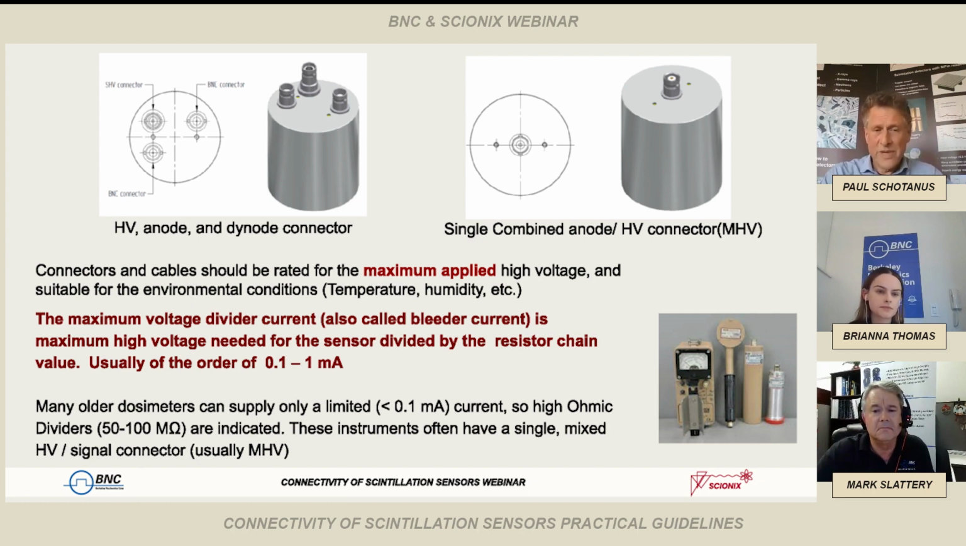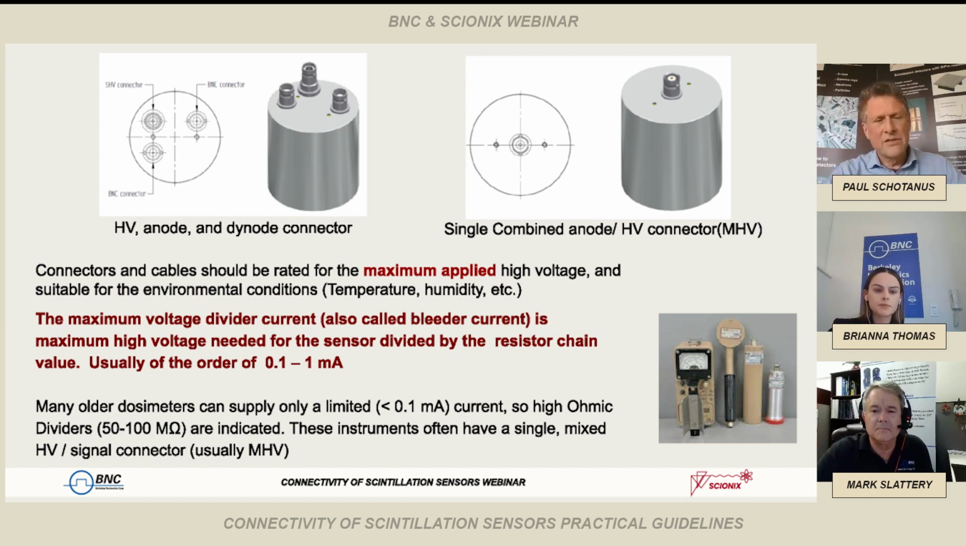Well, the maximum voltage divider current, also called the bleeder current, is simply the maximum high voltage you need to operate the phototube divided by the resistor chain. Very simple. This current is usually of the order of 0.1 to 1 milliamp, never more than that. So your high voltage power supply should be able to produce that kind of current. Of course, if you use a system with more than one phototube, this current is a multiple of that.